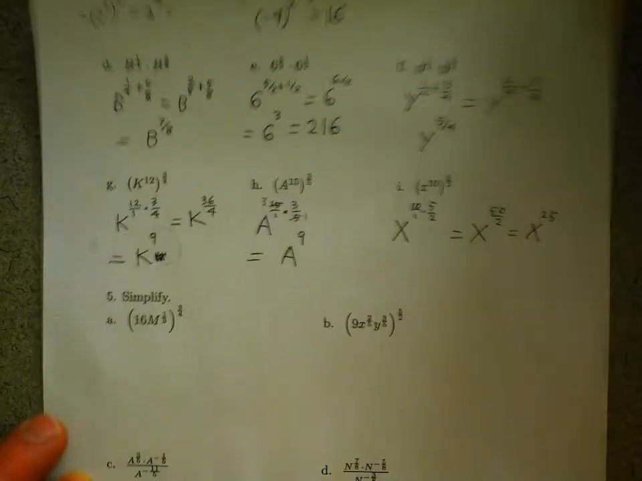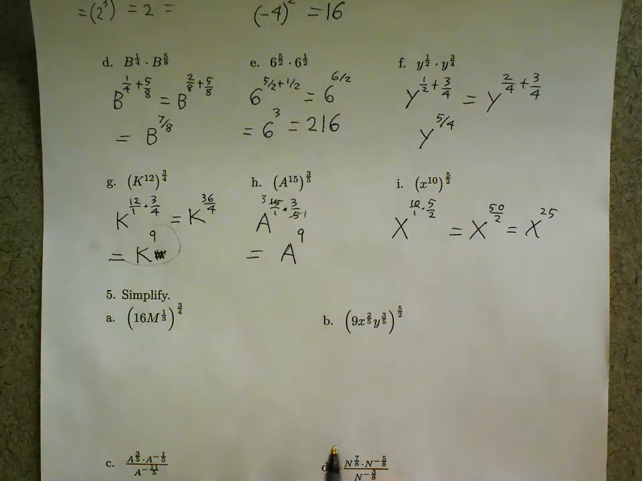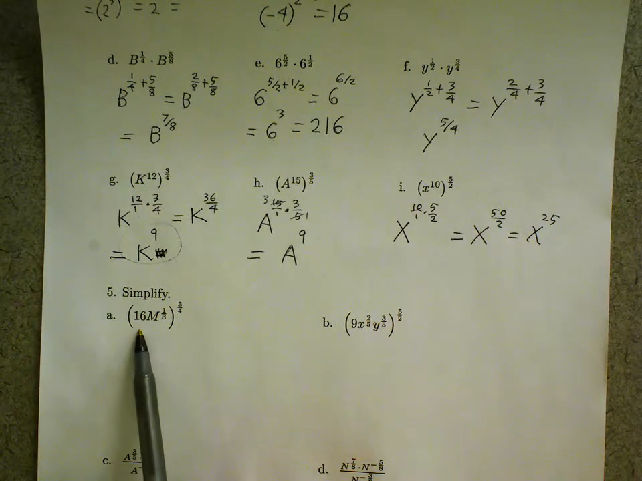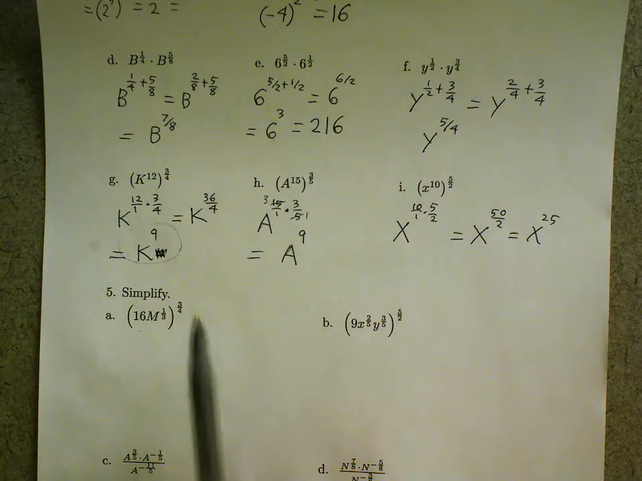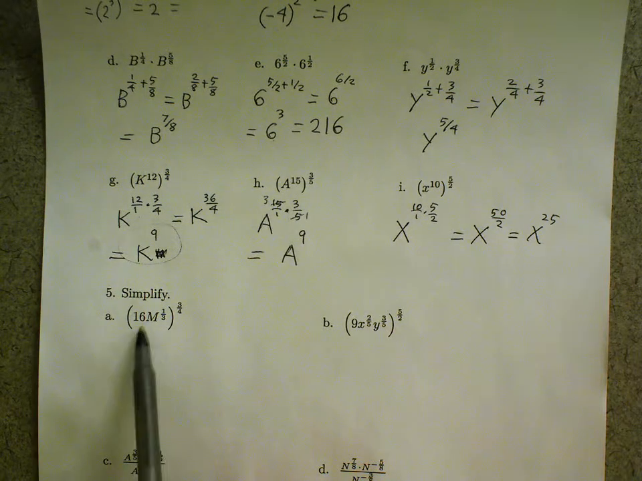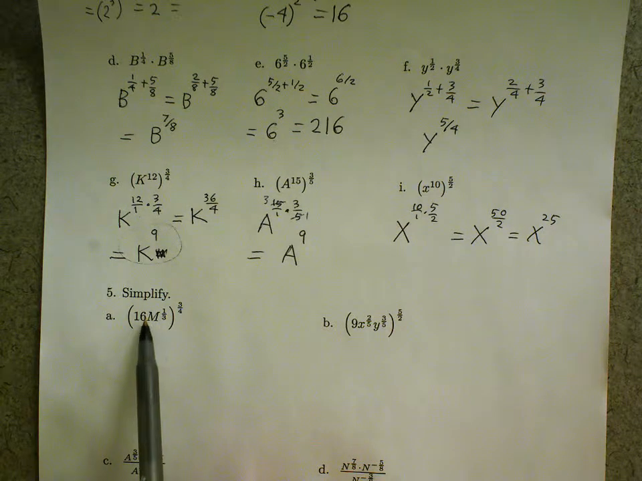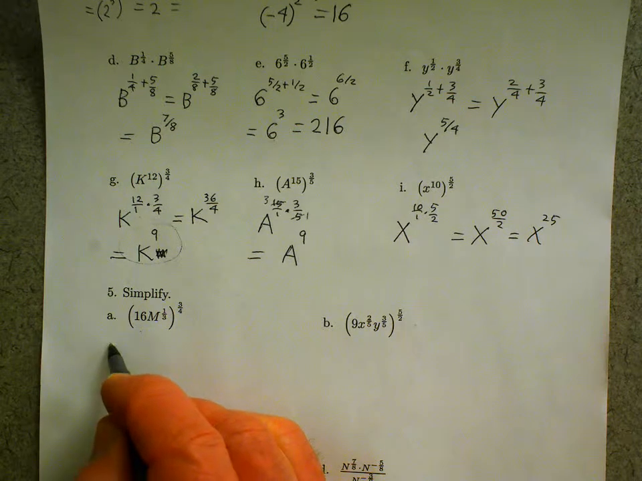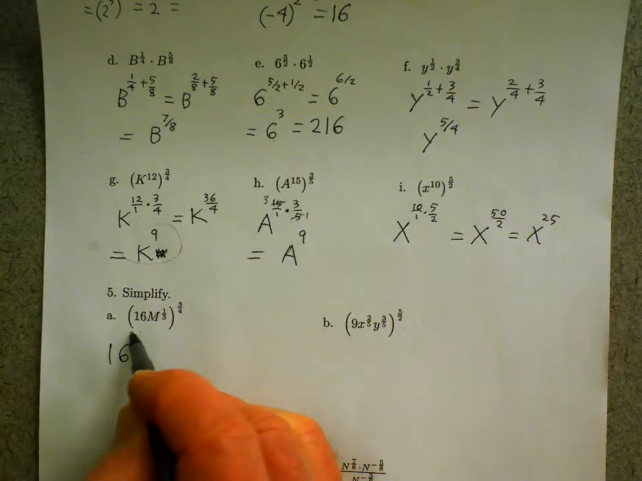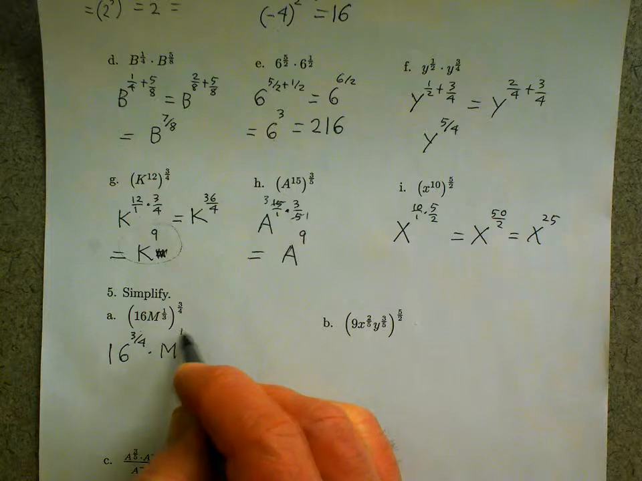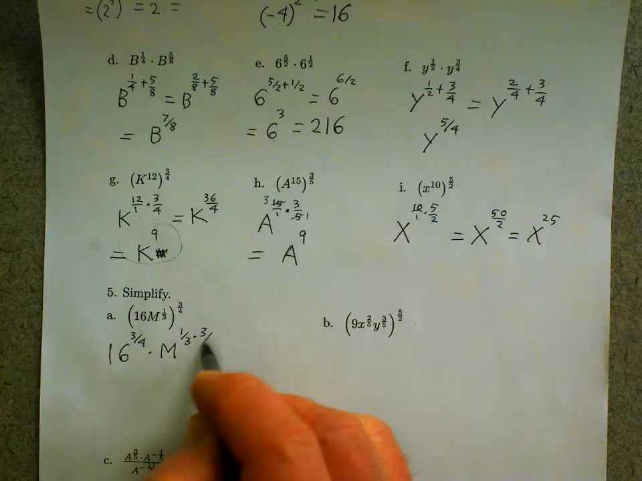Okay, in the next row, inside parentheses, we have 16 times m to the 1/3, and that is raised to the 3/4 power. So 16 is the same as 16 to the 1st, so when we apply the outer exponent, we get 16 to the 3/4 times m to the 1/3 times 3/4.